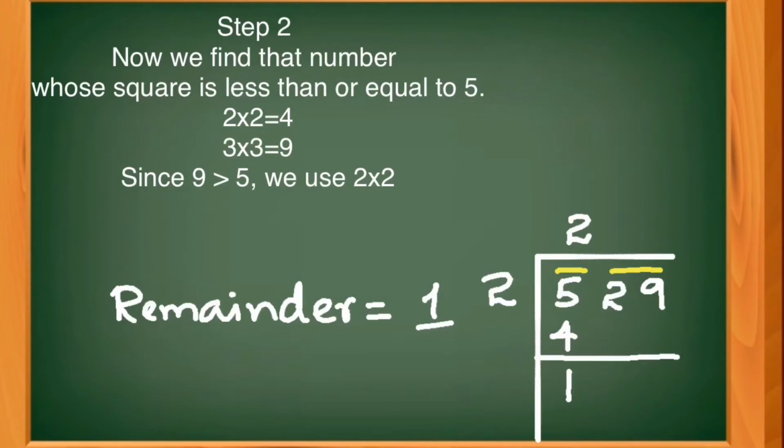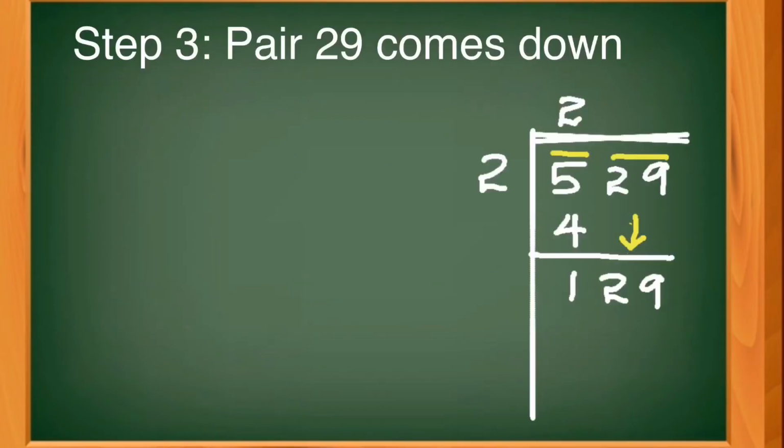Step 2. Now we find that number whose square is less than or equal to 5. 2 into 2 equals 4. 3 into 3 equals 9. Since 9 is greater than 5, we use 2 into 2. Step 3. Pair 29 comes down.